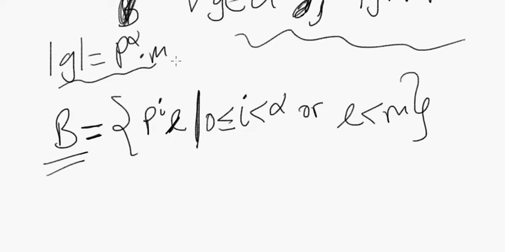In which case our set B of all possible orders must be designed in such a way that it's strictly less than p to the alpha times m. And isn't that the same as saying that the value of L is either going to be less than m or the value of i is going to be less than alpha, for whatever p to the i times L is being taken to be a divisor of p to the alpha times m?